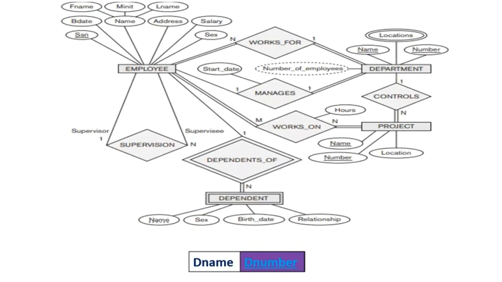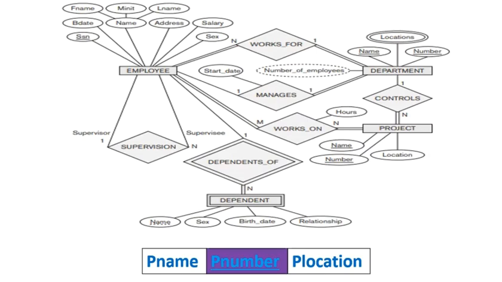In the second entity, department, omitting the composite attribute and multivalued attribute, we get dname and dnumber as the relational table. And in the third example, we get project name, project number, and project location as the relational table. This is the first step.